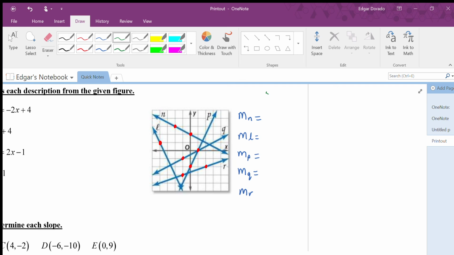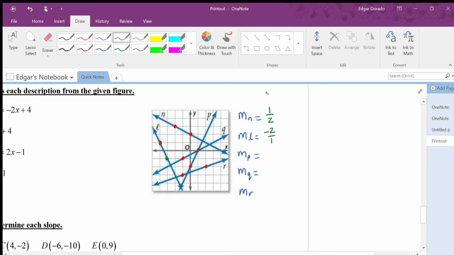Now in order to not make this super complicated and so we don't scribble all over our diagram, I'm just going to count using my points. Here I'm going from the point on the left to the point on the right on N. So I went down 1, to the right 2. So 1 over 2. For line L, I'm going from this point to, actually there isn't another good point there, so I'm going to make this my point. From this red point to my green point, I go down 2, to the right 1. So negative 2 over 1.